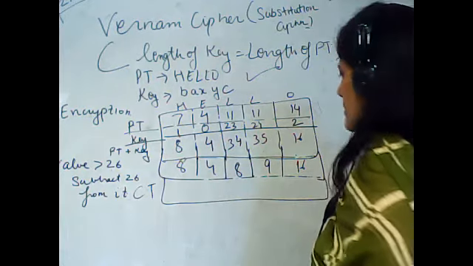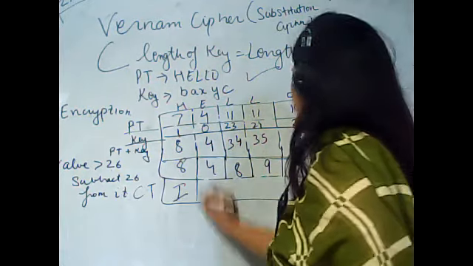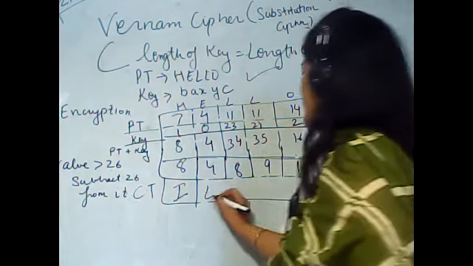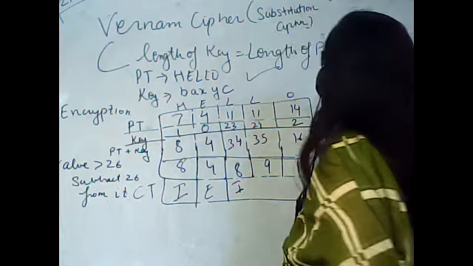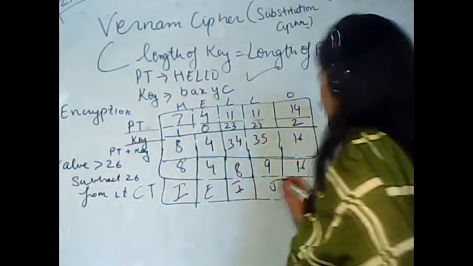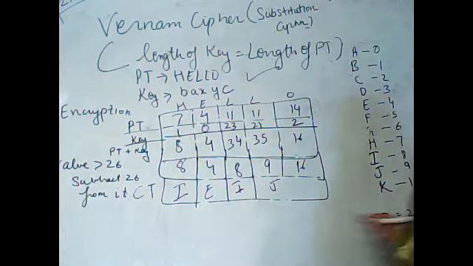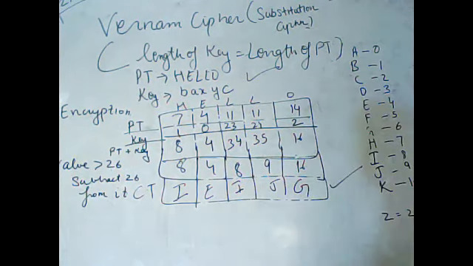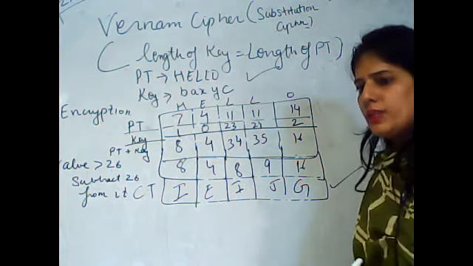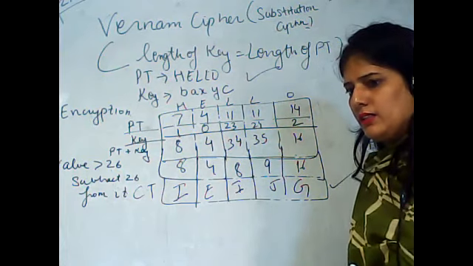Corresponding to 8 we are having I, corresponding to 4 we are having E, again I, and for 9 we are having J, and for 16 we are having the value G. So this is my ciphertext.